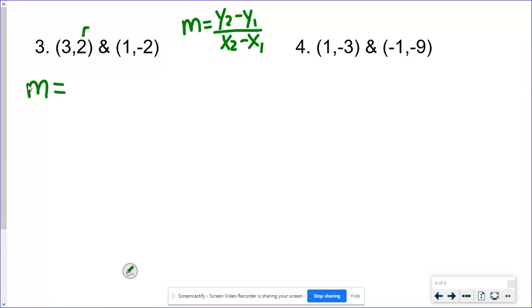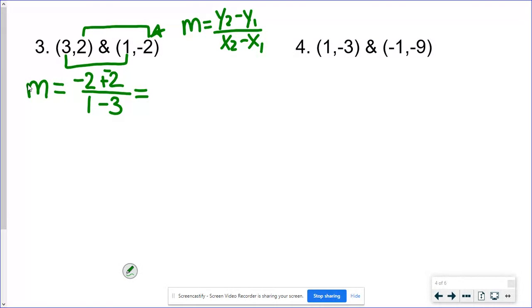I personally don't care which direction you subtract as long as you're consistent. I just know that most students like to always do this the same way. Personally, I would maybe change the order on this one, but we can start on this ordered pair. So negative 2 minus 2. And then since I started with the -2, I also have to start with the 1.